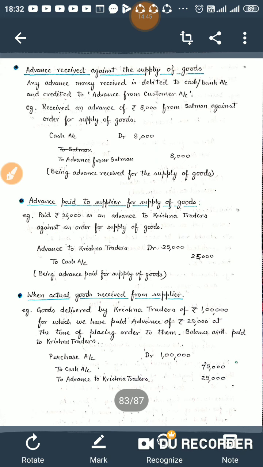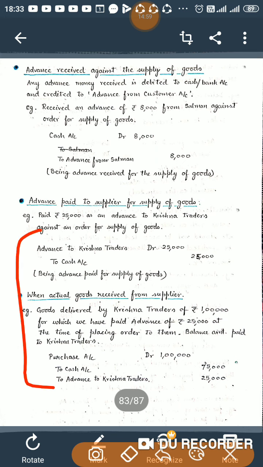But if you analyze it, whenever you are purchasing goods, the journal entry is purchase account debited to cash. Purchase of 1 lakh and cash should be 1 lakh. So if you combine these two journal entries, advance to Krishna Trader is debited here, it is credited here, so they set off each other.